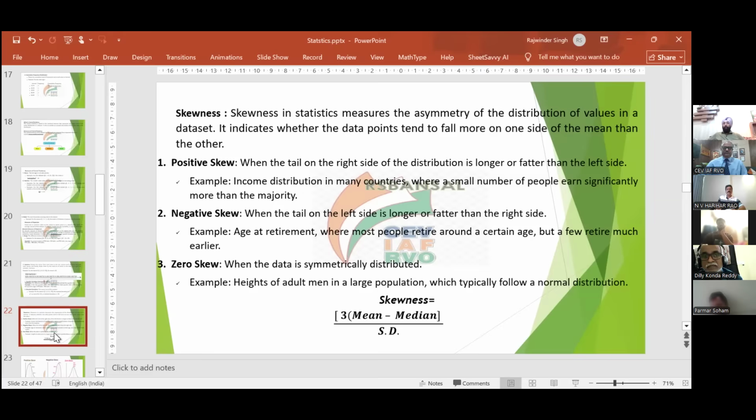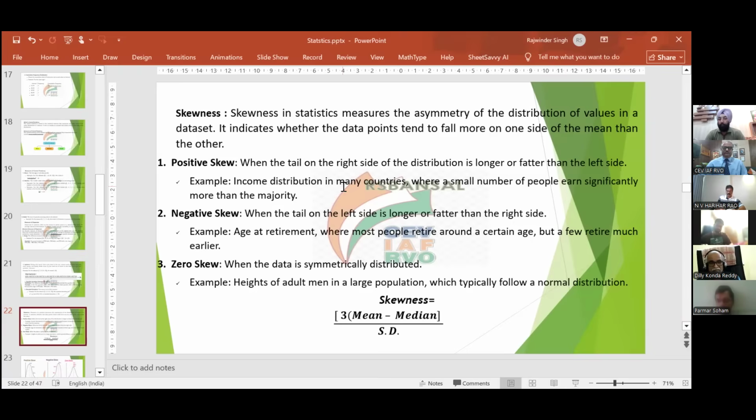Positive skew is when the tail on the right side of the distribution is longer or fatter than the left side. For example, income distribution in many countries where a small number of people earn significantly more than the majority, as in India. So their income distribution is positively skewed.